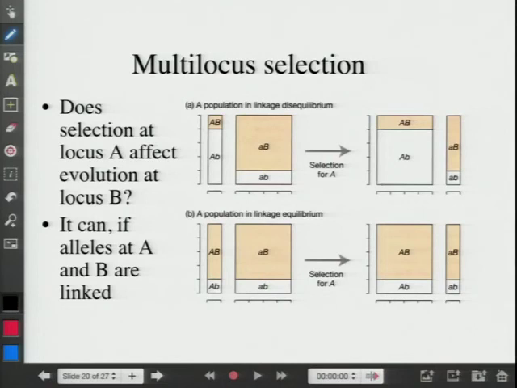So then the next big question, as you have this genetic architecture of traits that involve lots of different genes, as we build up to this more realistic model, the question becomes, does selection at one locus affect evolution at a different locus? And so far we've assumed they don't. We've assumed they're independent evolutionary trajectories. And the answer is it depends. Selection at one locus can affect selection at a different locus if they're linked, if there's some kind of linkage between them.